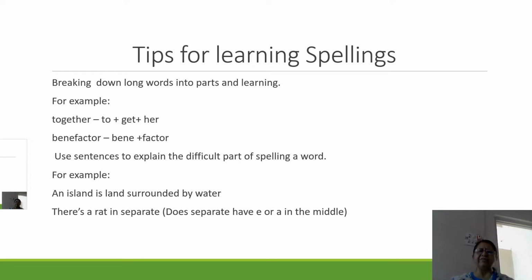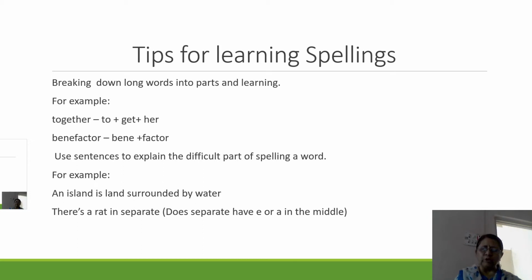The second one is in the word separate. Many people find it very difficult to remember whether they should have E or A in the middle, that is after P. Should they use E or A? Now there's another meaningful sentence which will keep this in mind and you can never make a mistake. There's a rat in separate. A rat is R-A-T. So you know after P you should have A-R-A-T. So it is A in the middle and not E. And you get the correct spelling.